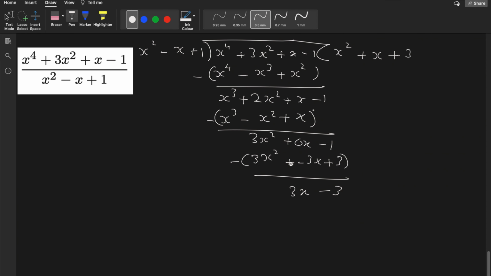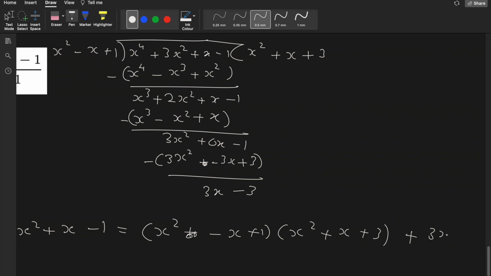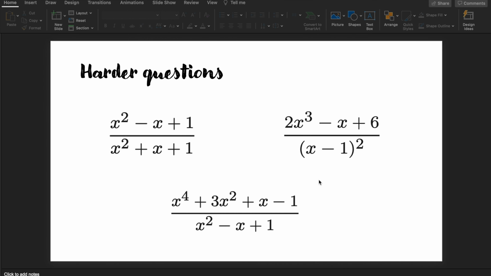Alright, so this is our procedure. So x to the power of 4 plus 3x squared plus x minus 1 is essentially the dividend into the quotient plus the remainder. So this is the last problem on long division and the division of polynomials.